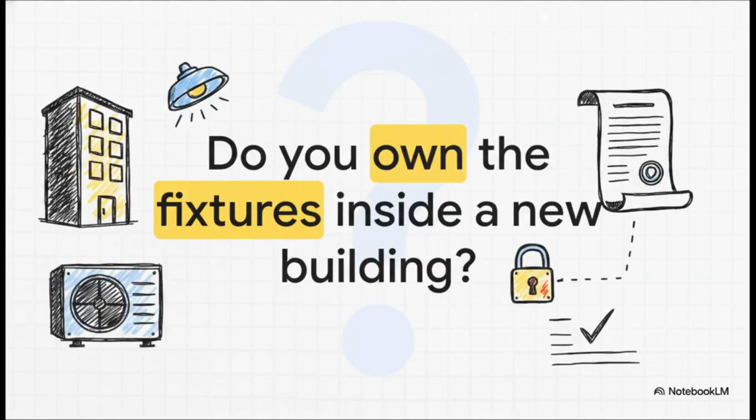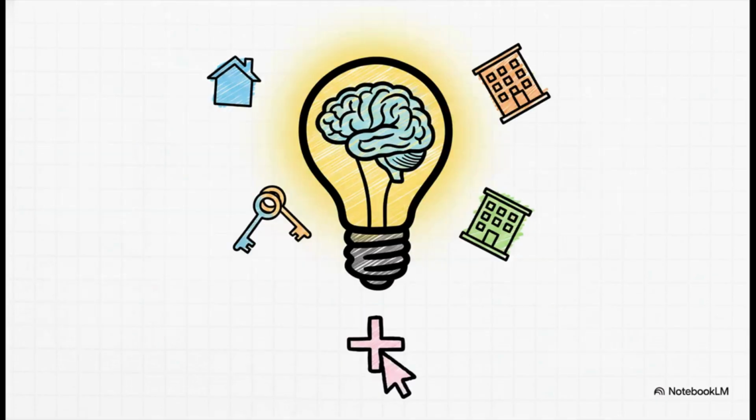Before we close, consider this practical question. If you buy a building, are you certain you own the fixtures inside, or is there a UCC-1 attached to them? Checking the title report for this specific financing statement ensures you understand exactly what you're purchasing. Keep that question in mind during your next transaction.